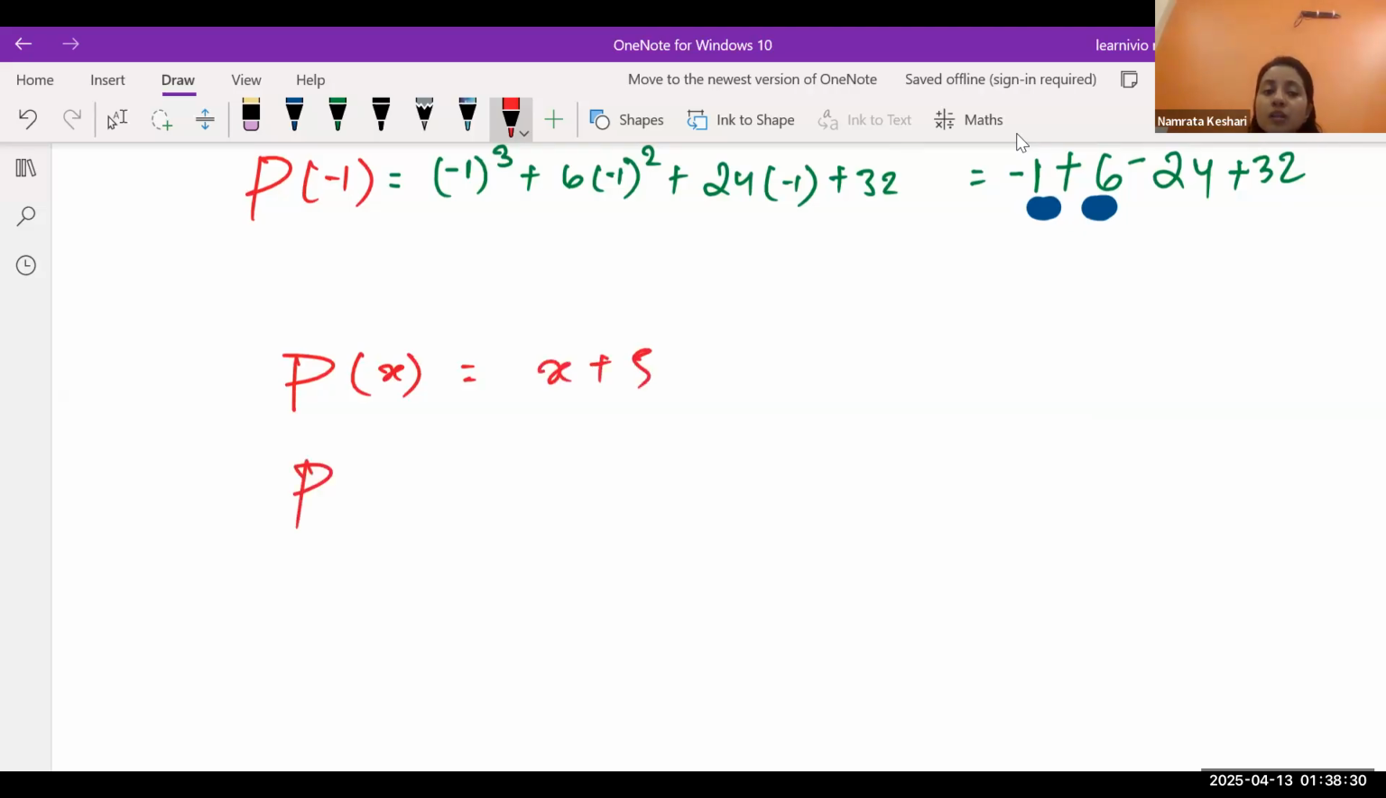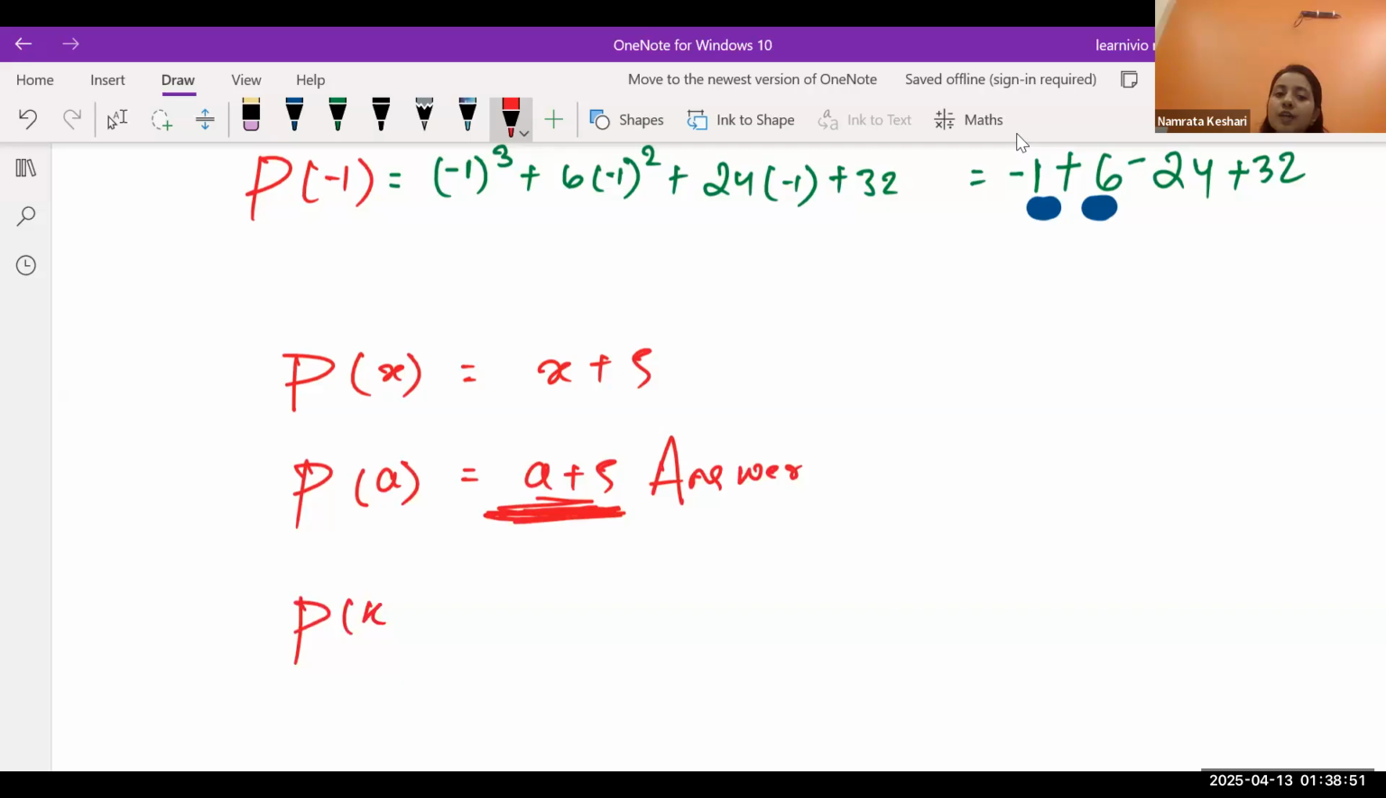But what about this type of scenario? If p of a is asked, then what will you do? So please don't get confused. P of a will be a plus 5, and then we will say we are not able to do the simplification or calculation. This will be the answer. Getting it? Yes. Okay. P of k will be k plus 5.